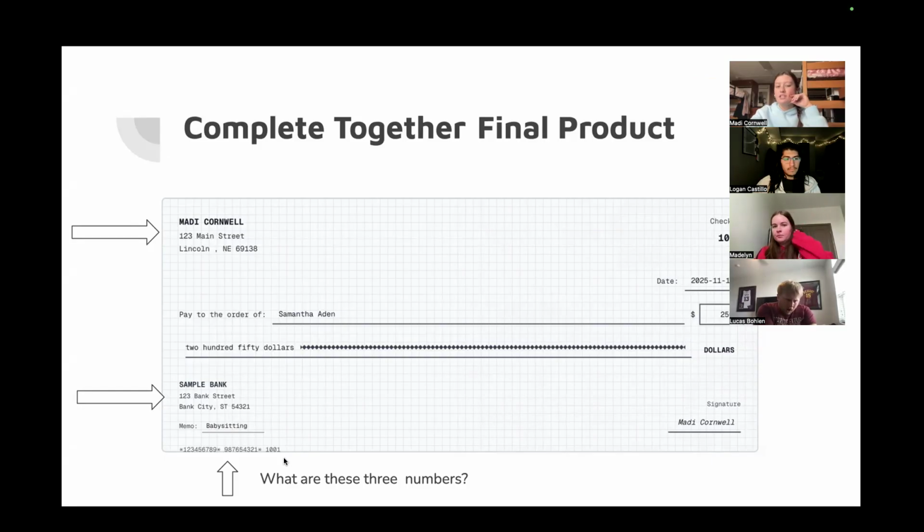Does anyone remember these three numbers at the bottom? They're kind of hard to see, but your routing and account numbers. Yes, so the first number would be routing, the second would be account. And does anyone remember what the third number would be? It'd also be your check number. So it matches up with the one up here, but it's also on your example checks too, if you want to look at that.